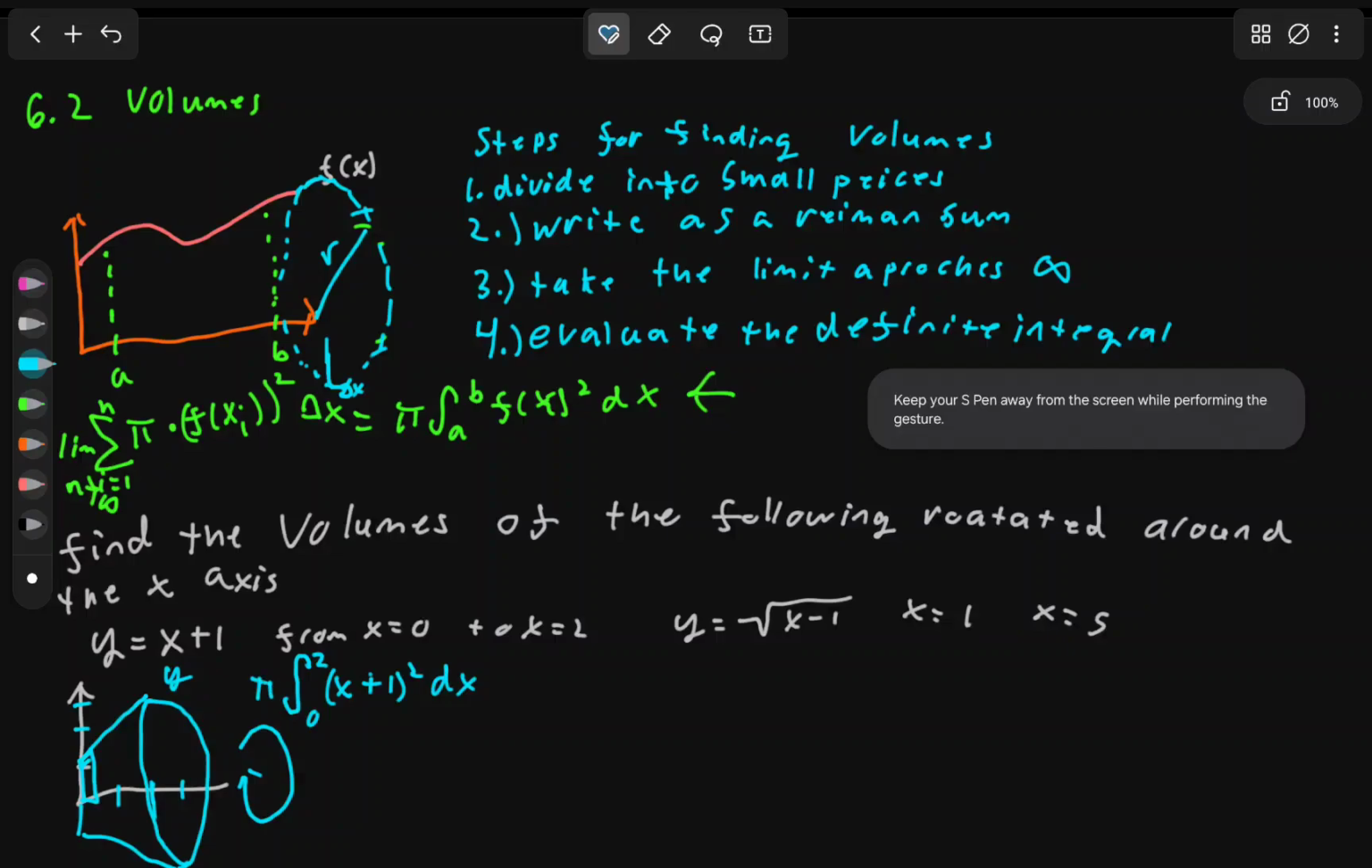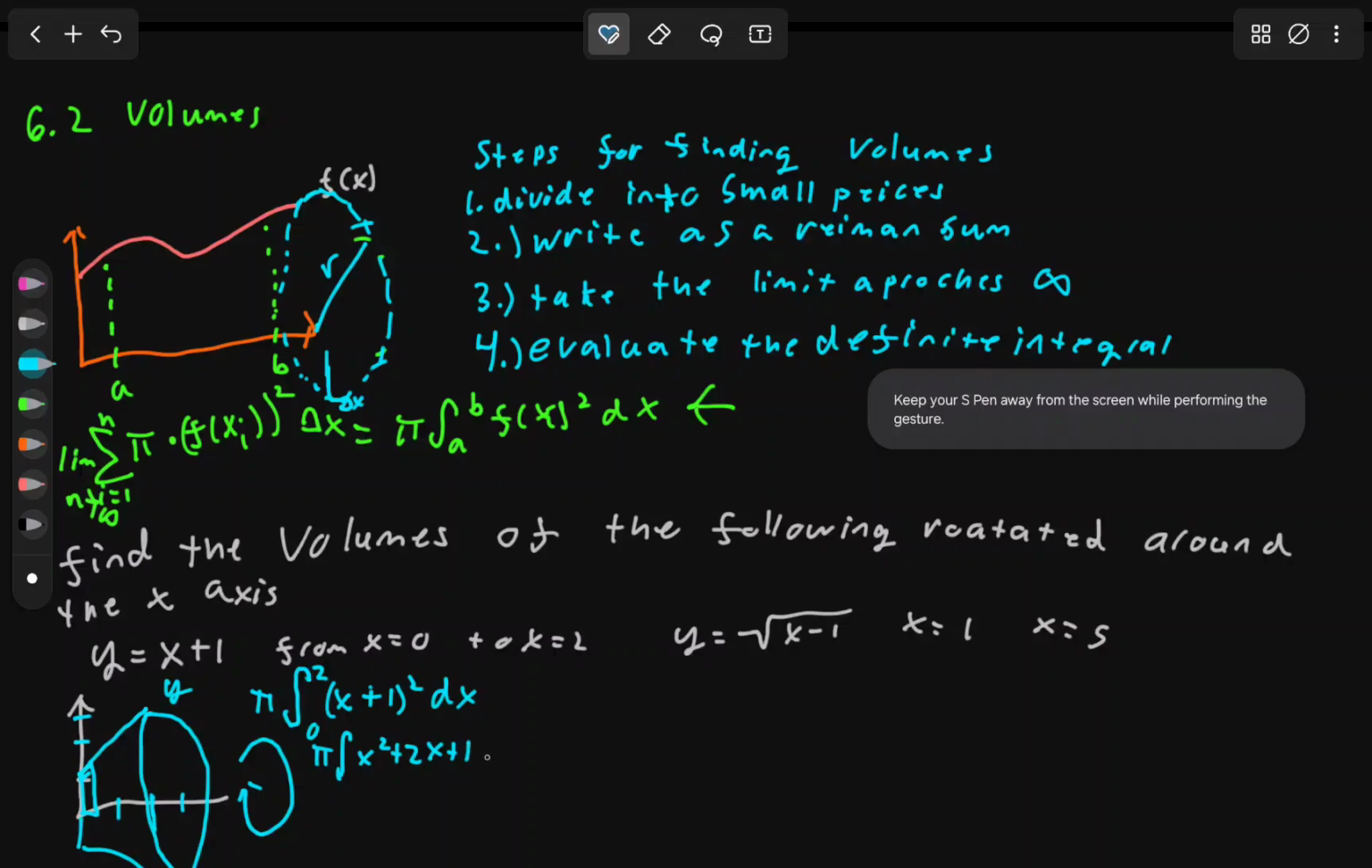And remember to multiply it by pi, because this is a circle. This inside function is the radius of the circle squared. We just took out the pi. So now we're going to expand this out so we get pi times the integral of x squared plus 2x plus 1 dx, evaluated from 0 to 2.